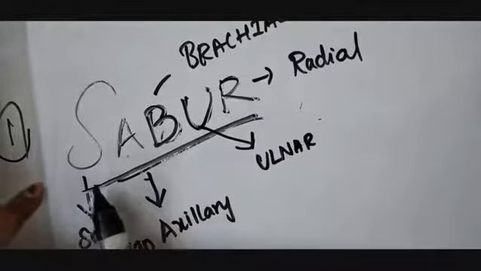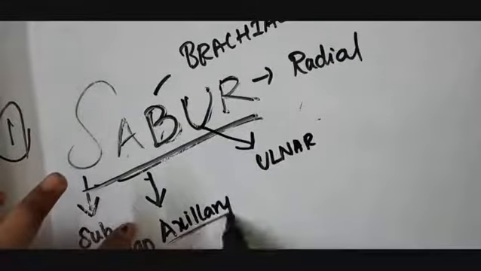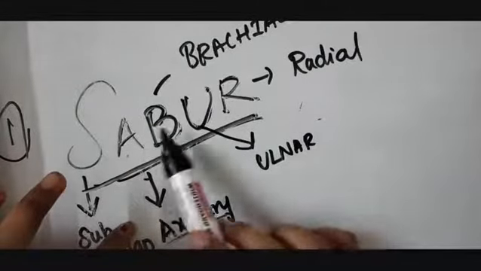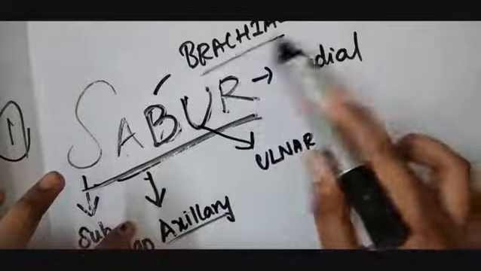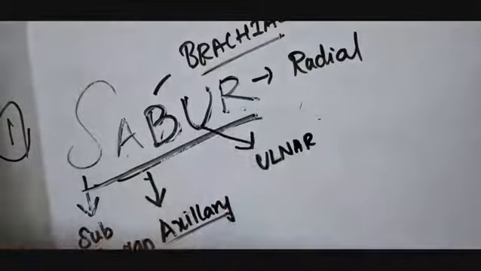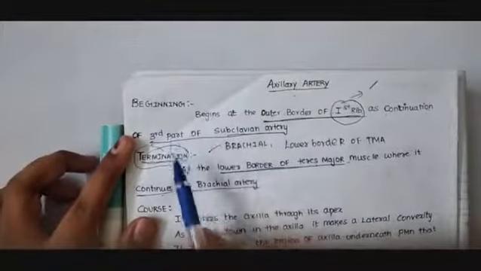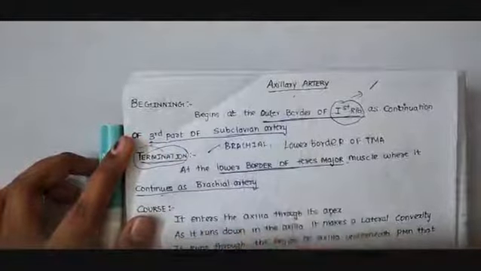This subclavian artery will continue as an axillary artery, and this axillary artery will continue as a brachial artery, and this brachial artery will bifurcate into radial artery and ulnar artery. Now let us study the beginning and the termination of the axillary artery with the help of the notes.